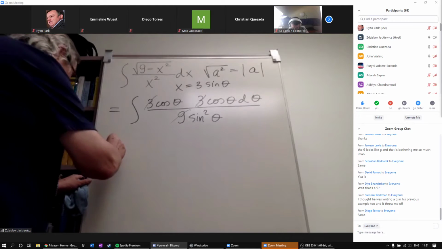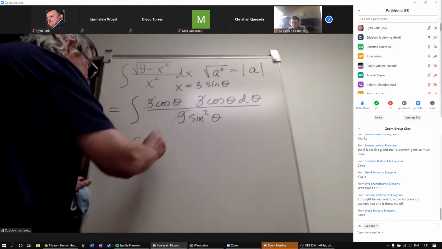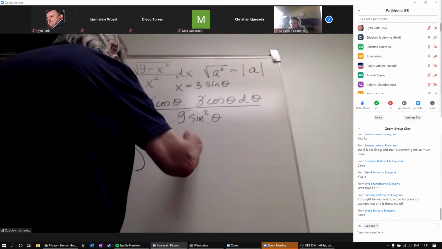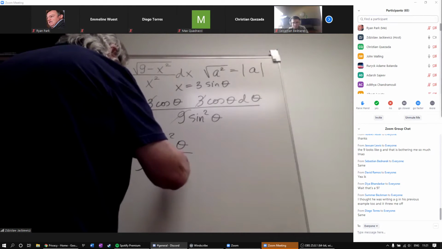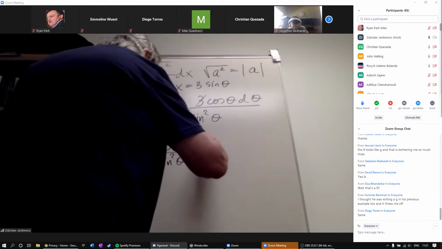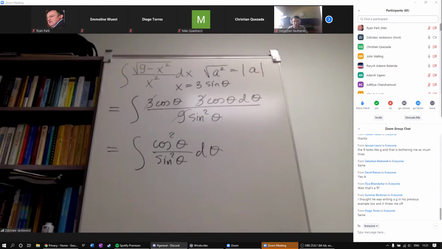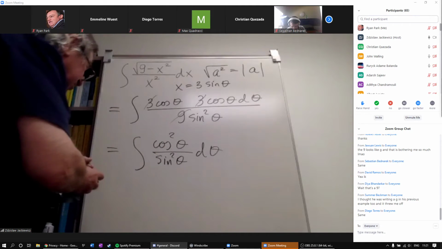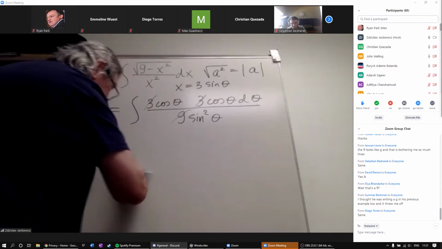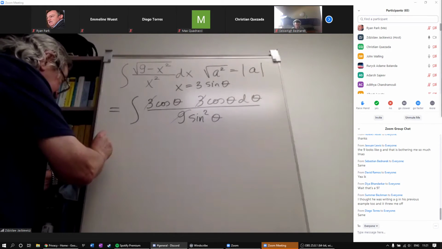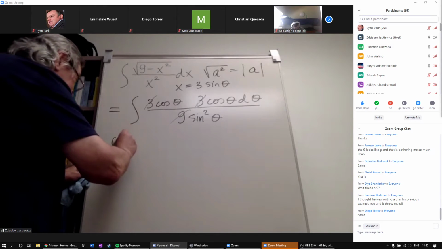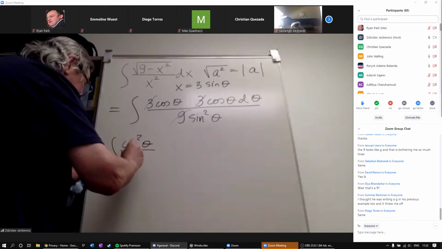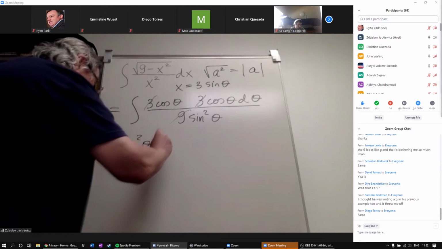So that's equal to the integral of cosine squared theta over sine squared theta d theta. Well, okay, so we can integrate this kind of easily. Cosine squared theta is 1 minus sine squared theta. Maybe I should write this more densely. So this is cosine squared theta over sine squared theta d theta.